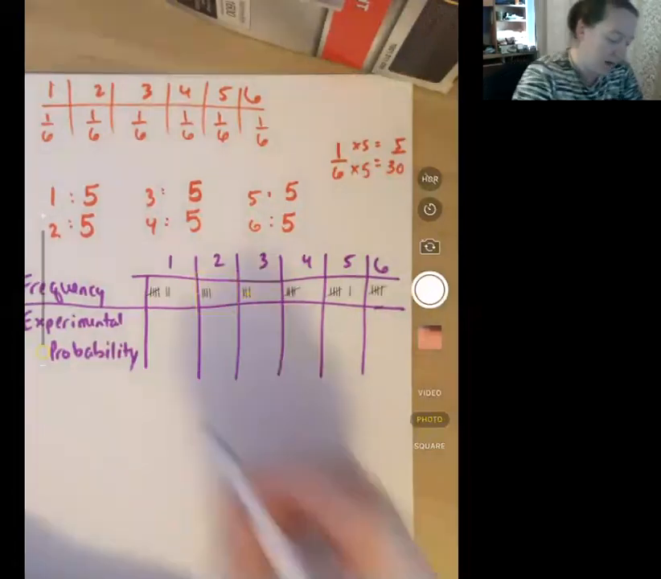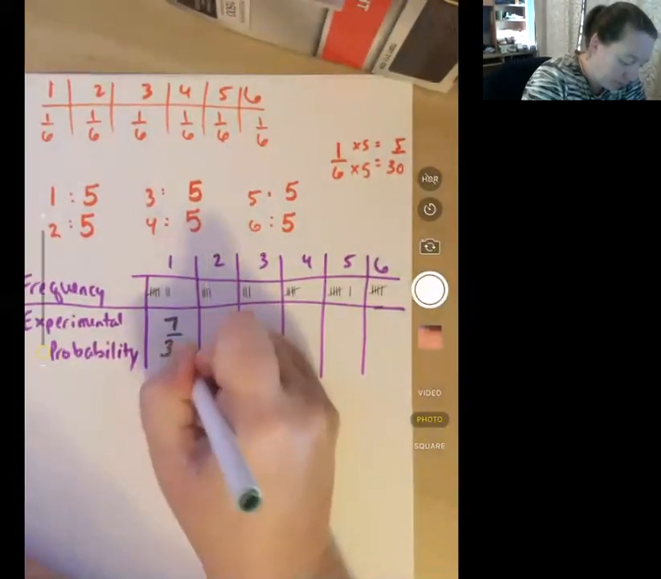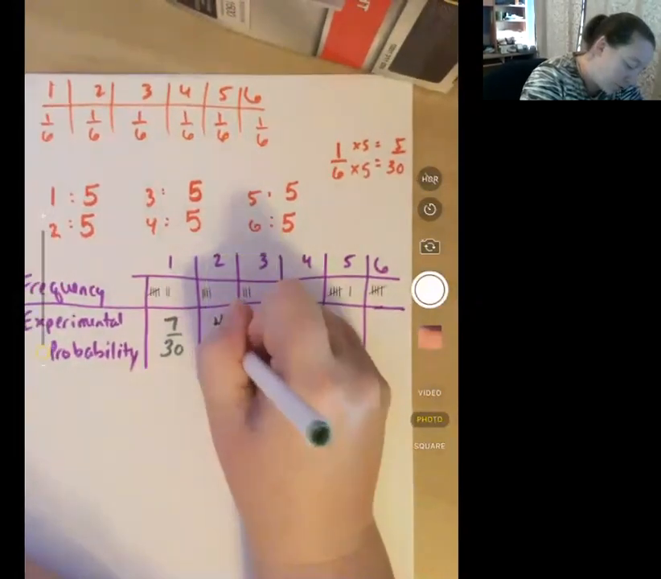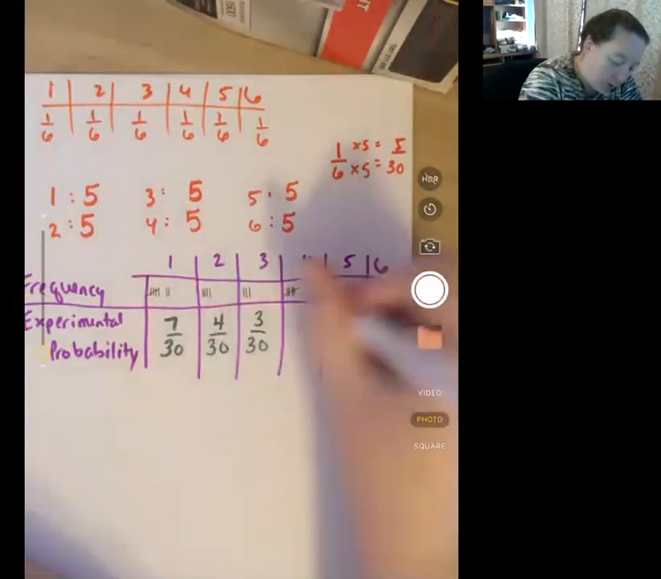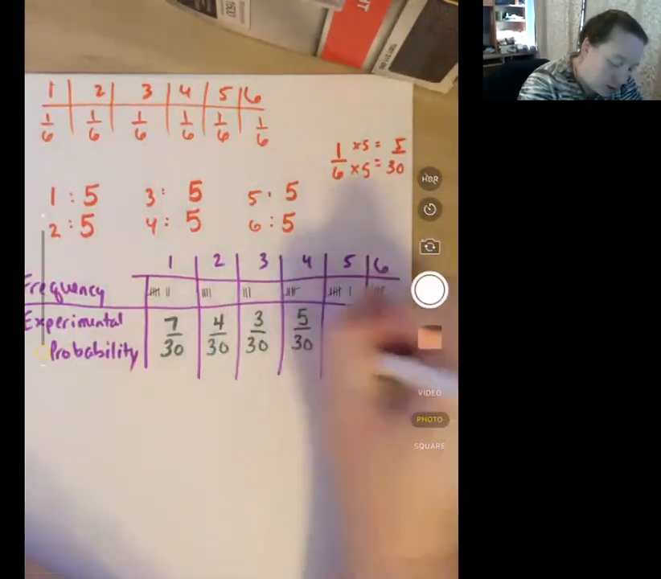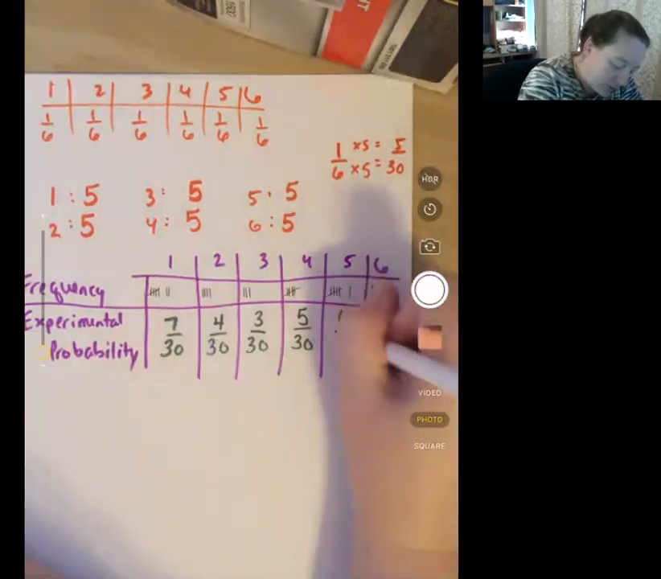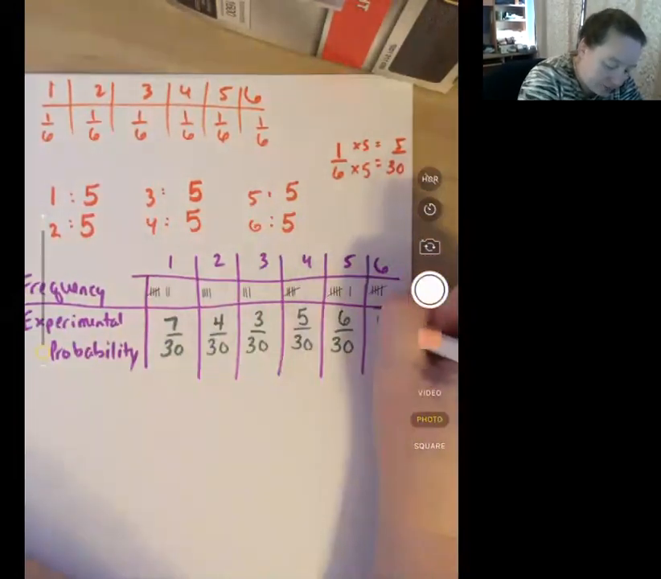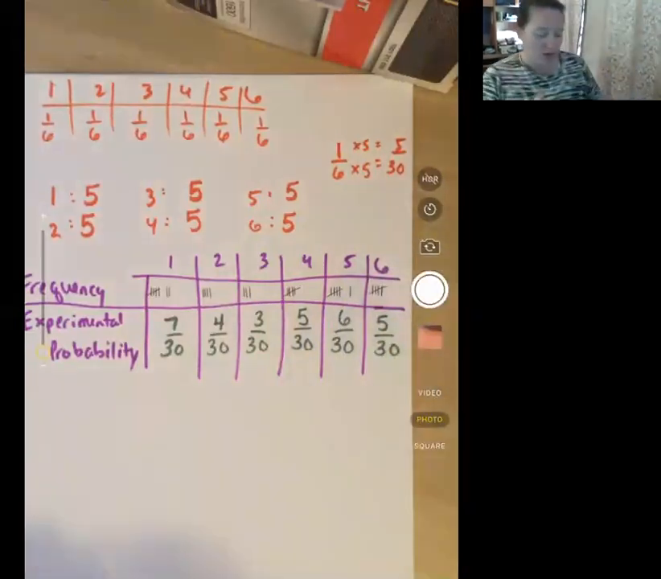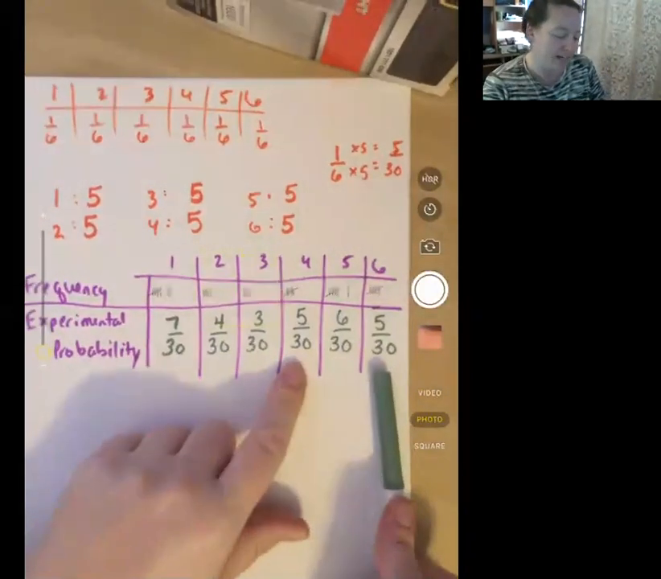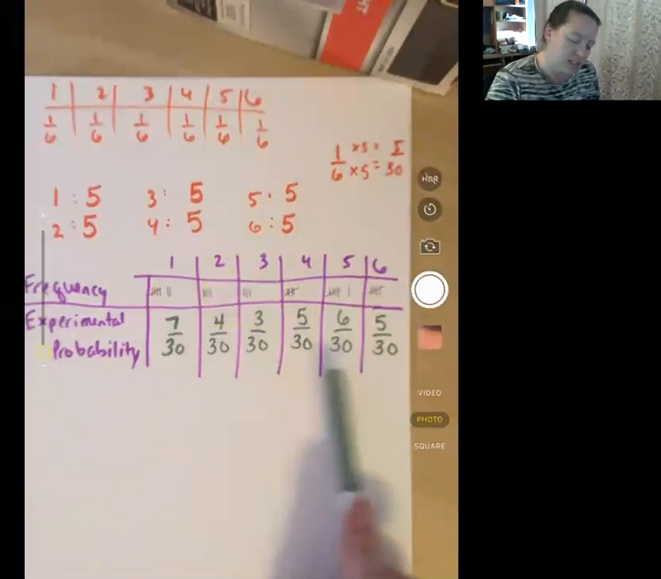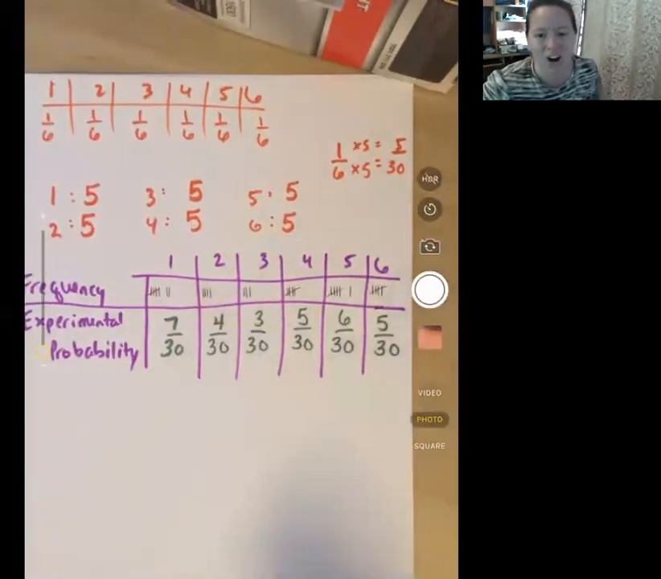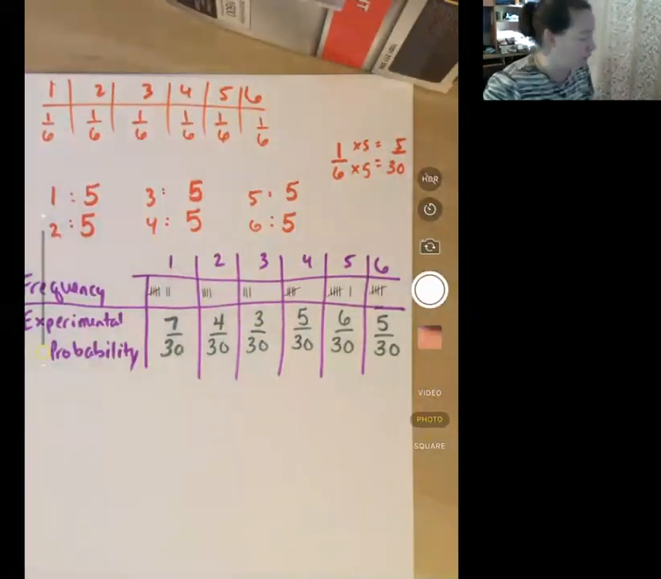So for 1, I got 7 out of 30. For 2, I got 4 out of 30. For 3, I got 3 out of 30. For 4, I got 5 out of 30. For 5, I got 6 out of 30. And for 6, I got 5 out of 30. So only 2 of them did I actually get the 5 that I was predicting. Although 6, 3, 4, and 7, they aren't that far off. They're not like way huge, way far off.